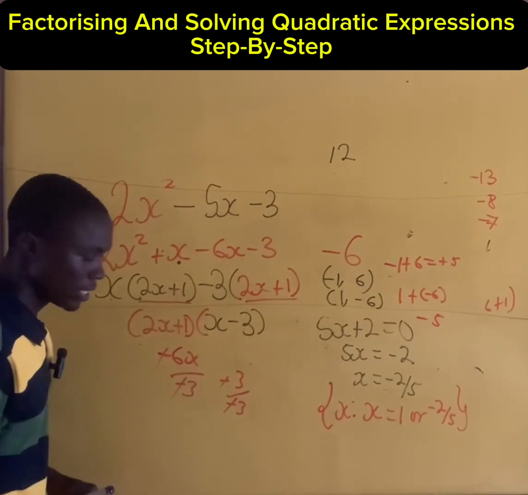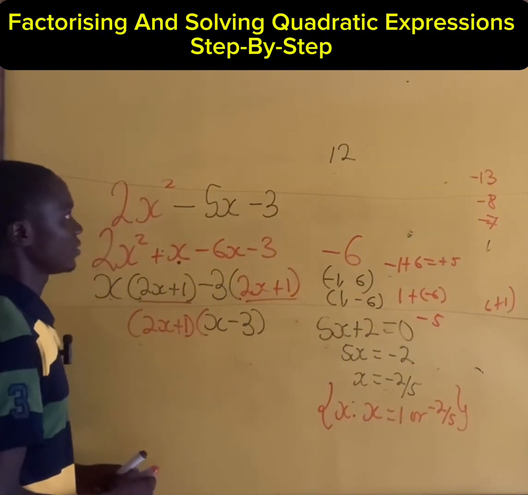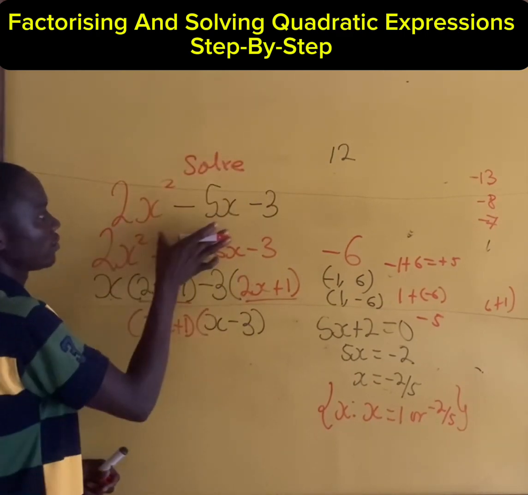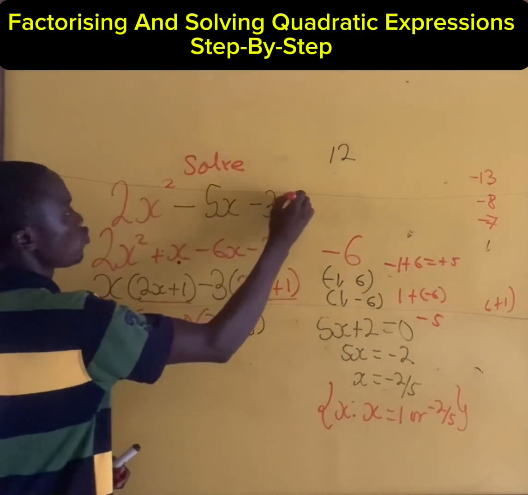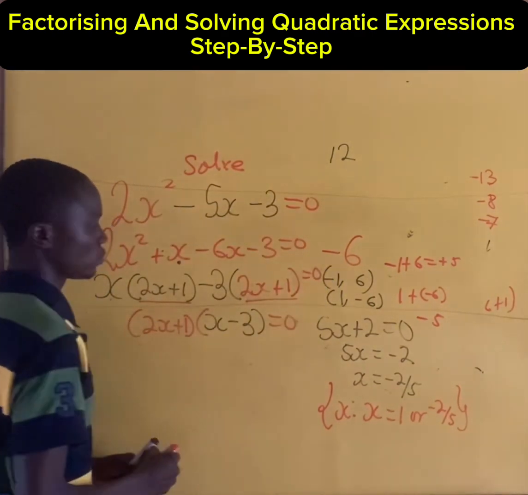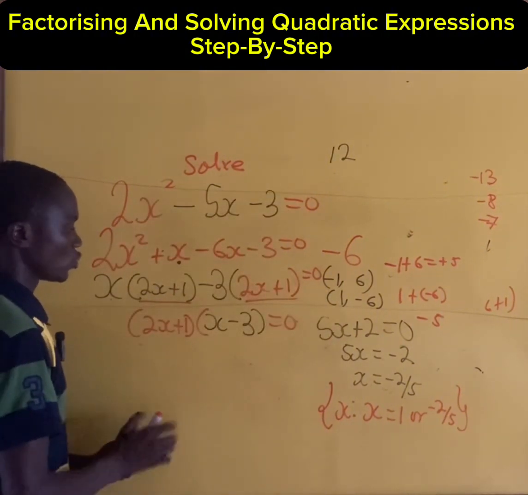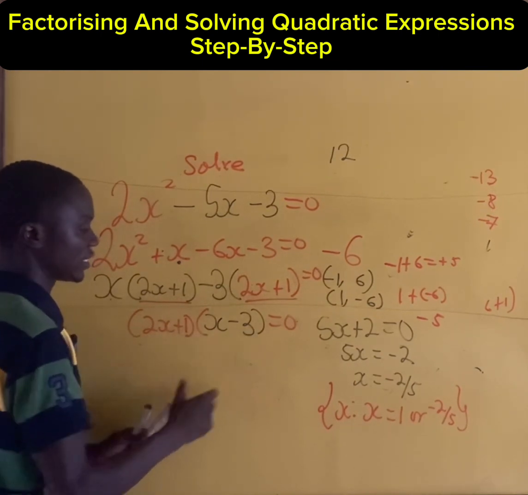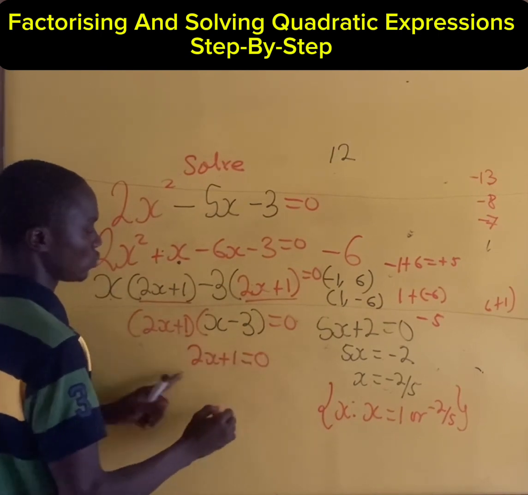Now, if it were to be an equation, so let's say solve. If we are to solve this, then you equate it to 0. So each step will be equated to 0. But if you are to factorize, you don't equate it to 0. So if this is equal to 0, then either this is 0 or this is 0. So if this is 0, I have 2x plus 1 equal to 0.